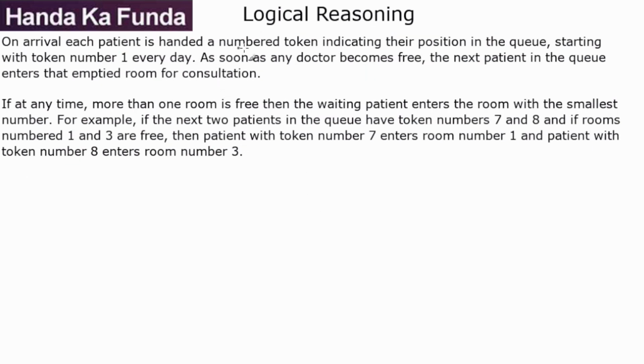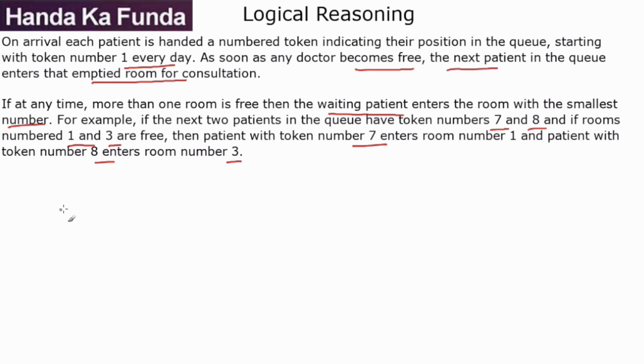On arrival, every patient is handed a number token indicating their position in the queue, starting with token number 1 every day. As soon as any doctor becomes free, the next patient in the queue enters that emptied room for consultation. If at any time more than one room is free, then the waiting patient enters the room with the smallest number. For example, if the next two patients in the queue have token numbers 7 and 8, and room numbers 1 and 3 are free, then the patient with token number 7 will enter room 1 and the token with 8 will enter room 3.